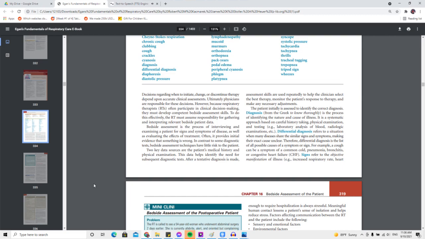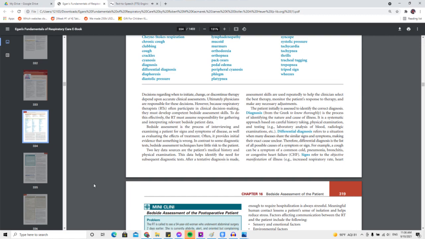Two key data sources are the patient's medical history and physical examination. This data helps identify the need for subsequent diagnostic tests. After a tentative diagnosis is made, assessment skills are used repeatedly to help the clinician select the best therapy, monitor the patient's response to therapy, and make any necessary adjustments. The patient initially is assessed to identify the correct diagnosis.